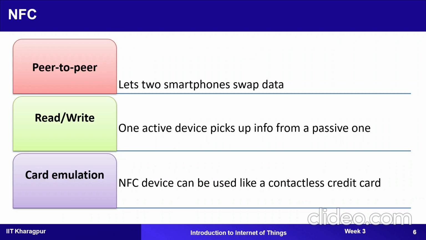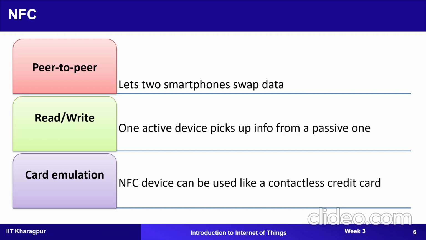Now the three modes in which NFC can work. First one is your peer-to-peer, second one is your read-write, and third one is your card emulation. In case of your peer-to-peer, the two devices can swap data. Basically both the devices can exchange data between each other. Smartphones can be the example. A smartphone can exchange or swap data.